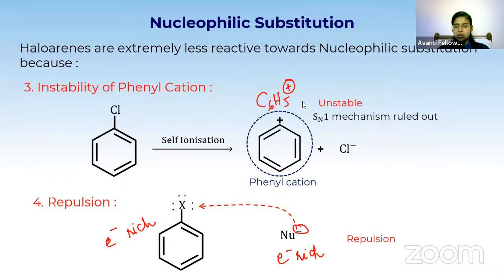Okay. So what are the 4 reasons which make the reaction less reactive towards haloarenes? Resonance, hybridization, instability of phenyl cation, and repulsion. And under each case, I have given you the explanations also.